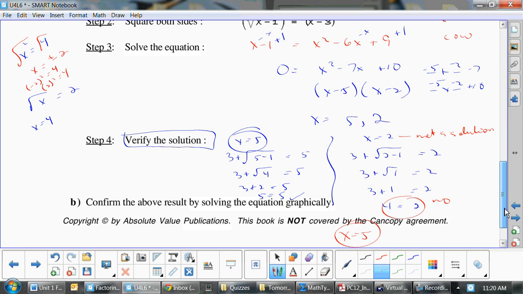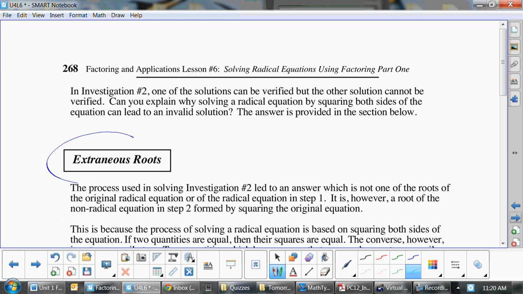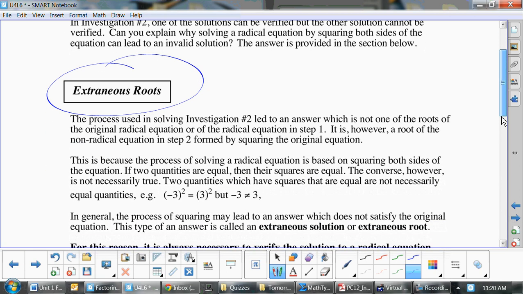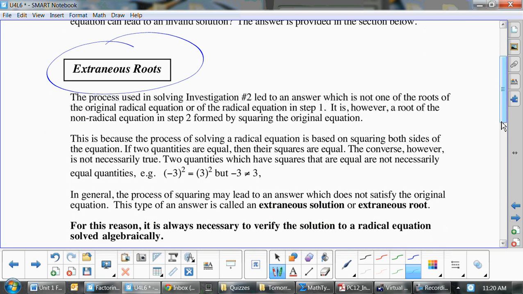When it's not a solution, this is called an extraneous root. Okay, so if you go to the next page quick, we talk about extraneous roots. And they are solutions you will get that do not apply when you check it.